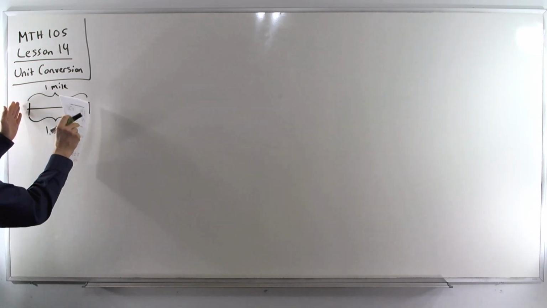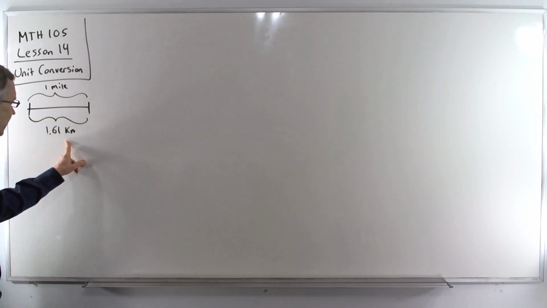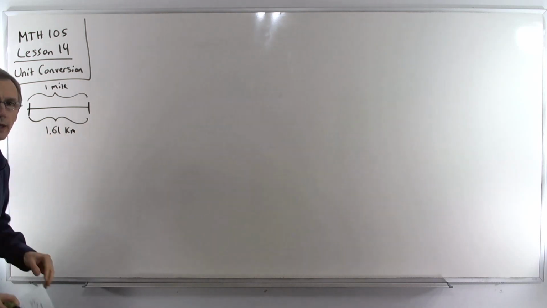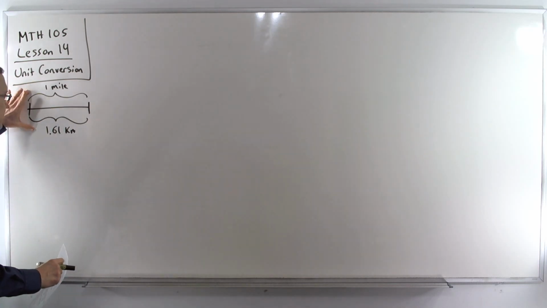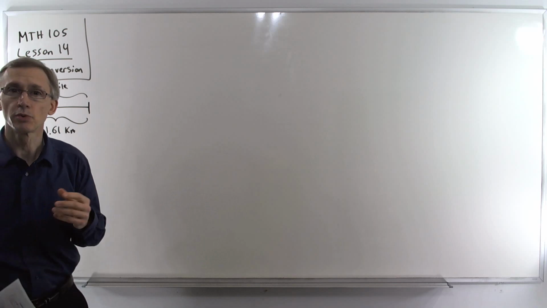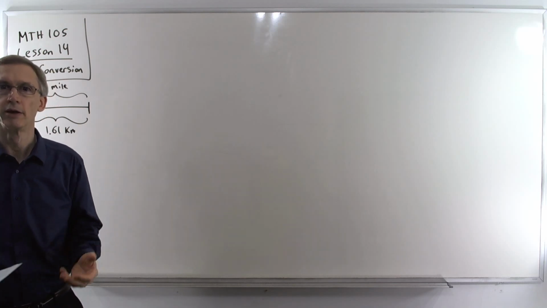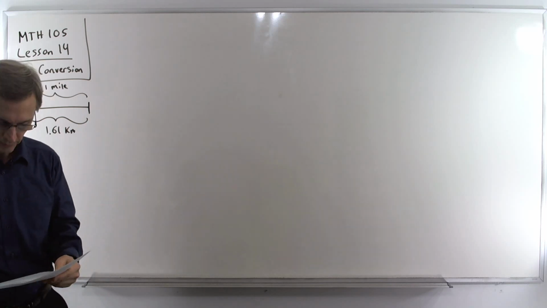So suppose this distance represents 1 mile. We can represent the exact same distance with a different unit, 1.61 kilometers. And it's important to realize that these two things represent the exact same distance. Because when we create fractions out of these, the fractions have to have a value of 1, meaning the numerator and the denominator have to be equal to each other.